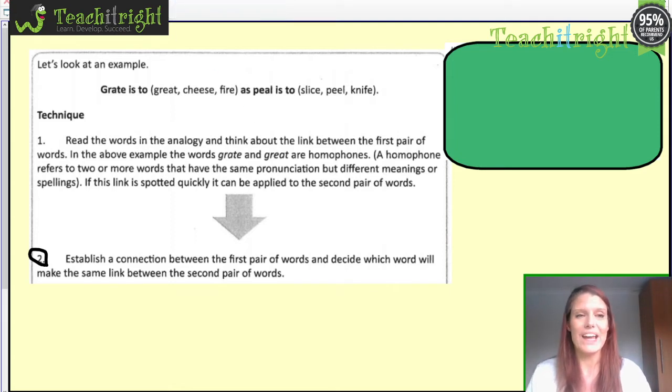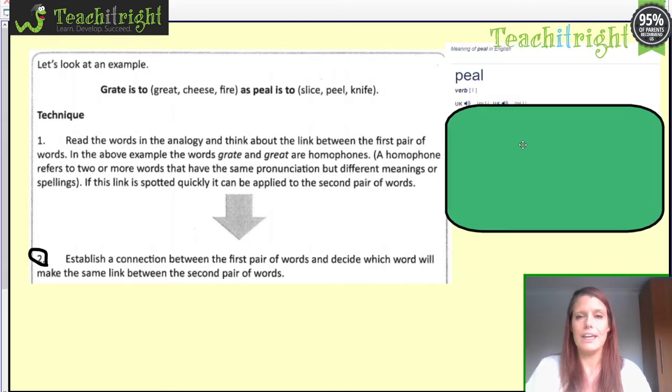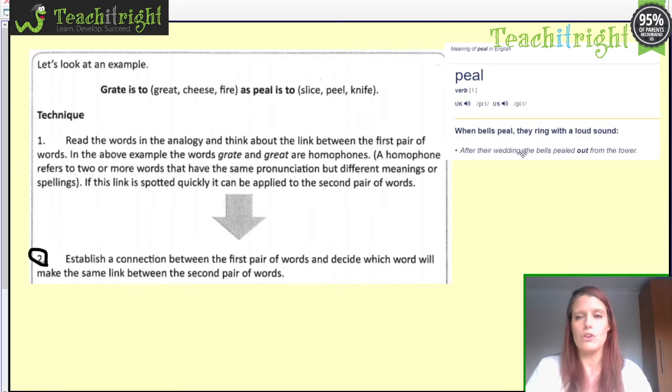However, this is where it's really important to have that word knowledge. Peel, P-E-A-L, is not to do with peeling vegetables or cooking. When bells peal, they ring with a loud sound. Peel is a homophone. P-E-E-L means to peel vegetables and things. So we can't make the same connection between these two parts of the analogy because it's simply not there. So we can eliminate what we know is not right.